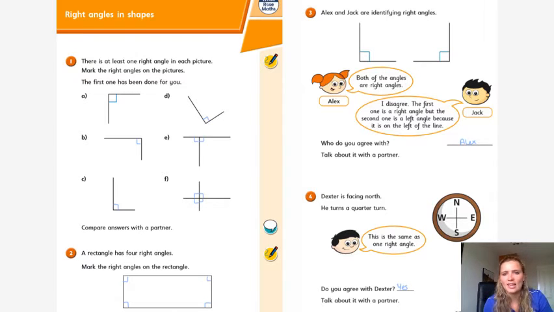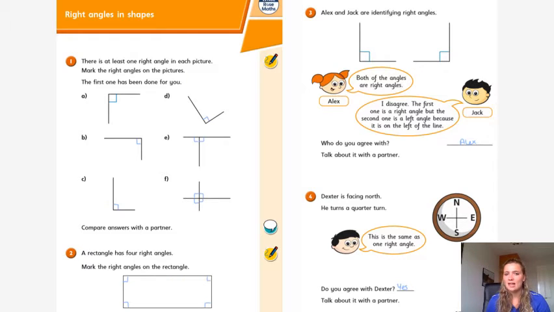Question 3, Alex and Jack are identifying right angles. Alex says both of the angles are right angles. Jack says, I disagree, the first one's a right angle, but the second one is a left angle because it is on the left of the line. Who do you agree with?